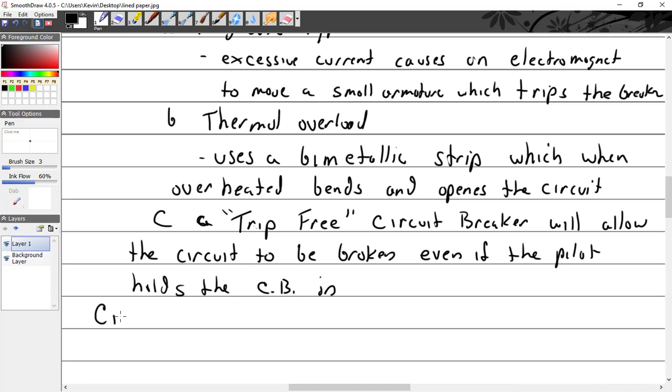Why would they ever make something like that? Pilots know exactly what they're doing at all times, right? I'm not going to get into the pilots versus mechanics thing.